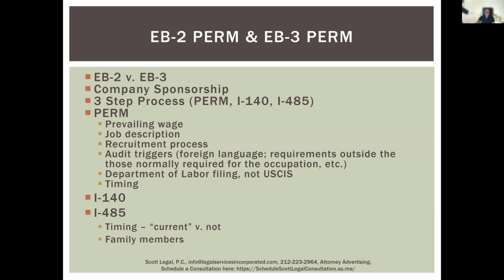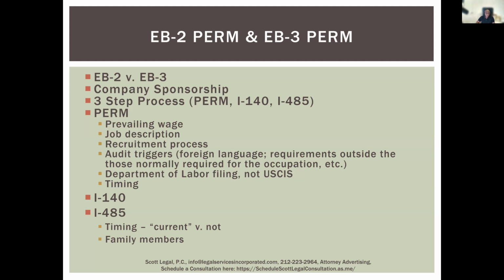There are a lot of triggers that might generate an audit if you add in a foreign language requirement or requirements outside those normally required for that particular occupation. Like if you say, oh, well, it requires 15 years experience, and then the Department of Labor sees that for that occupation, normally it's just 3 or 4 years of experience, that can trigger an audit.